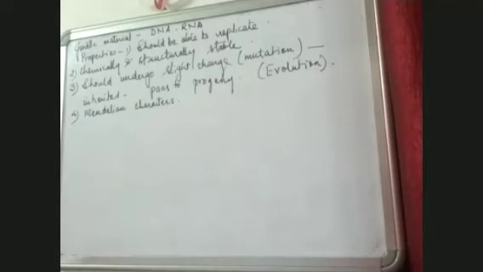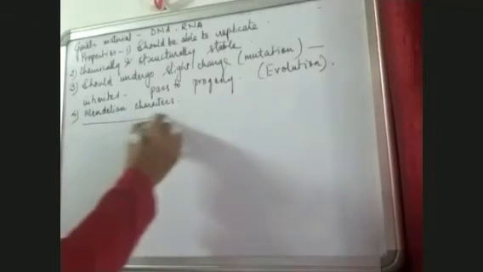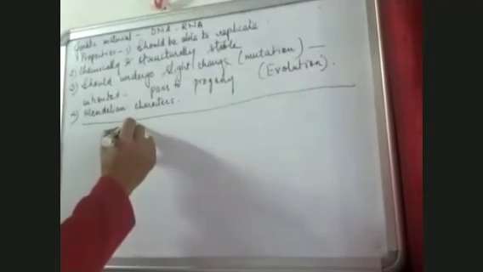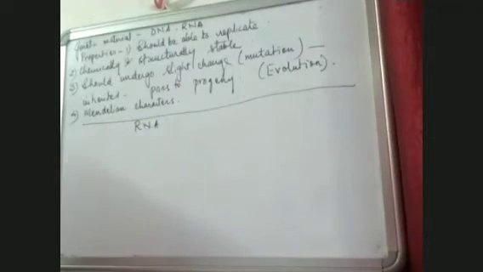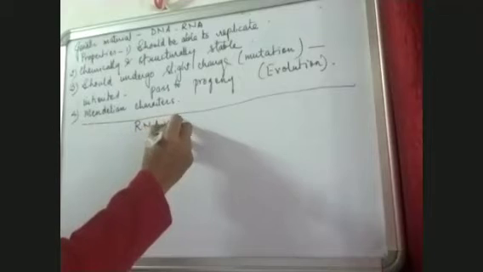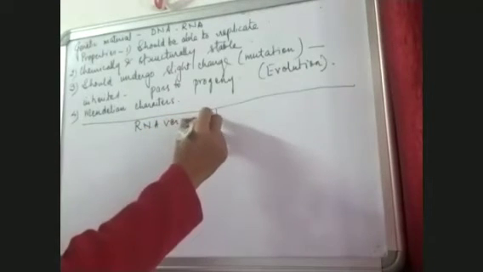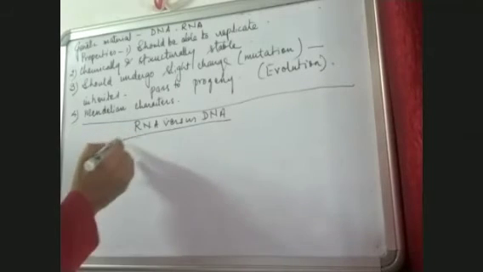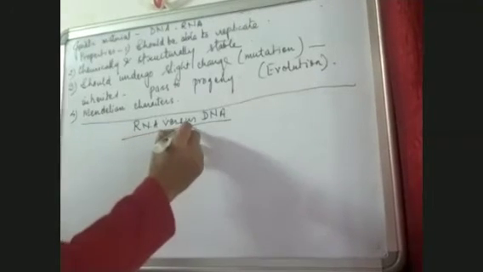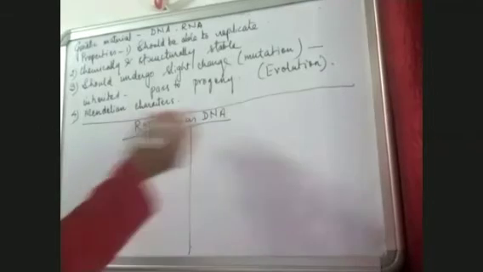Now, these are the general features of genetic material. On the basis of these genetic features, we can prove which one is better, whether it's RNA or DNA. So RNA versus DNA, which one is better? Let's make a column here: here RNA, this side DNA.